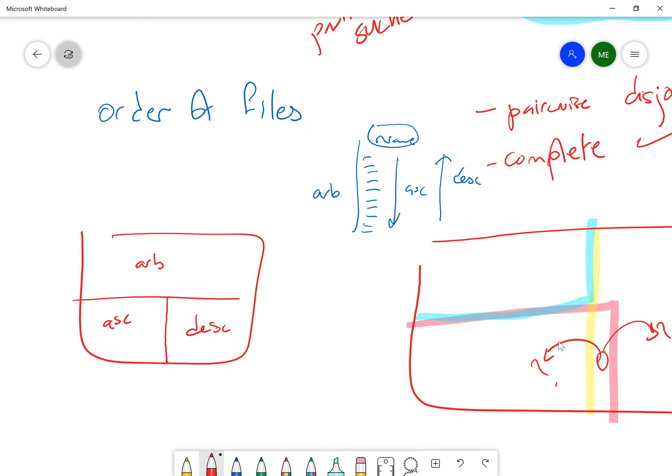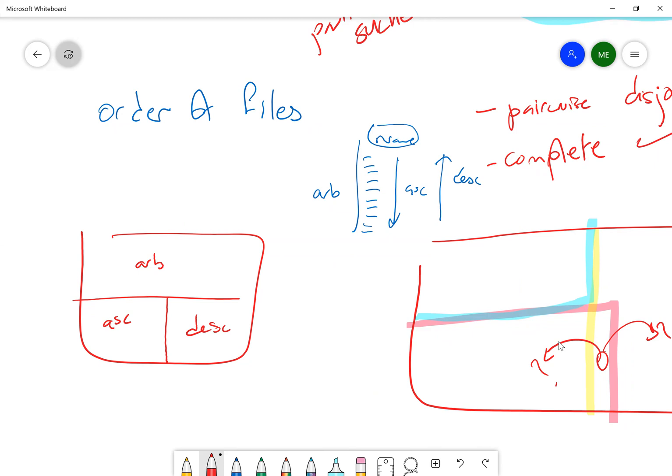Ascending is the same as arbitrary? No, no. Contains the same files. Contains the same files as arbitrary. Ascending is the same as arbitrary? Is that what you're saying? I'm not sure I can hear you well. Contains the same. Yeah, I know.